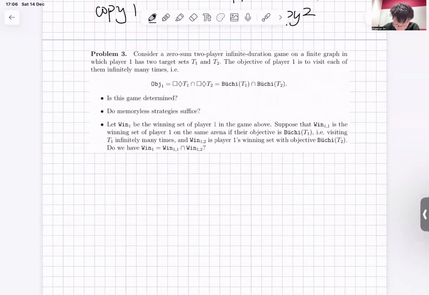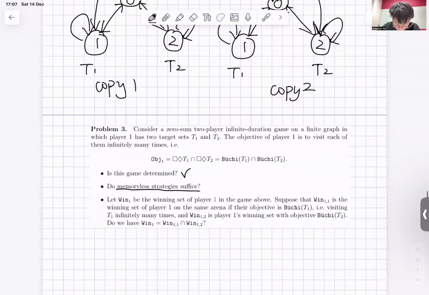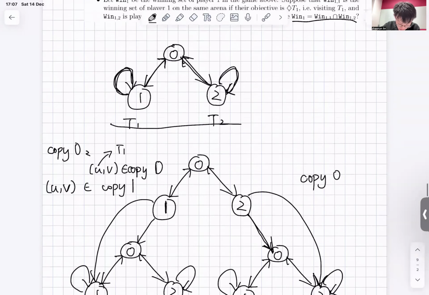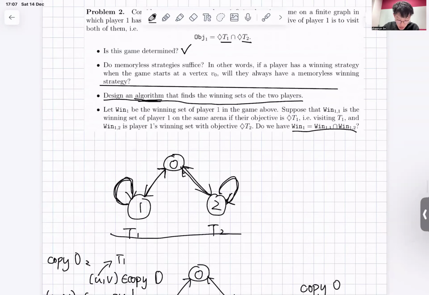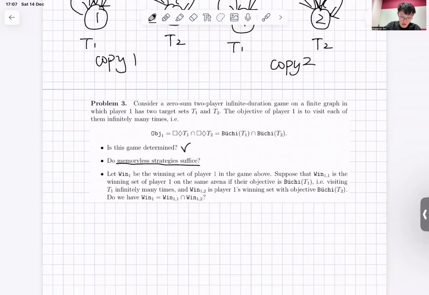For problem 3, the game is a little bit different. We want to visit T1 and T2 infinitely many times. Is this game determined? I will provide an algorithm for finding the winning set. And do memoryless strategies suffice? No, because of the same reason here. We have to remember whether we have visited the vertex in T1 or T2.